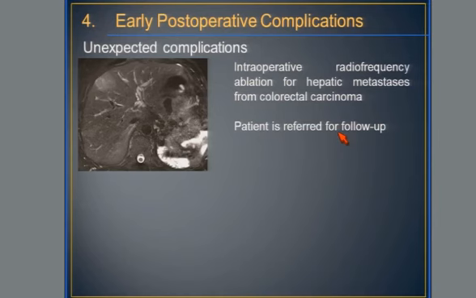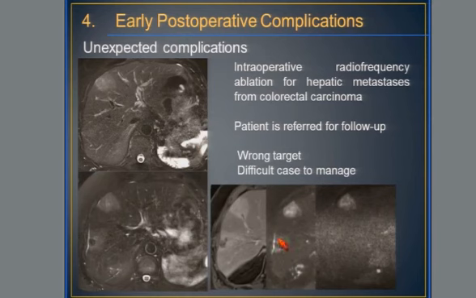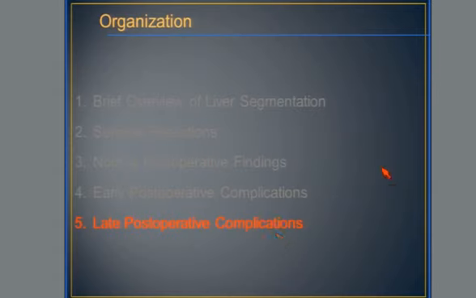And sometimes you have to manage some unexpected complication. For sure, this is a patient from another institution, and he was referred to us for the follow-up of treatment by radiofrequency ablation of this metastasis. And when we did the MR imaging, the patient had radiofrequency ablation of a wrong target. So it's a difficult case to manage because you have to talk to the surgeon and talk to the patient that he has to do something, a repeated treatment.